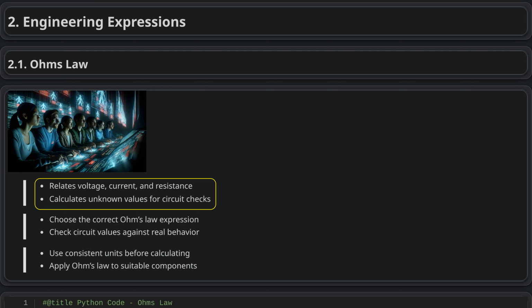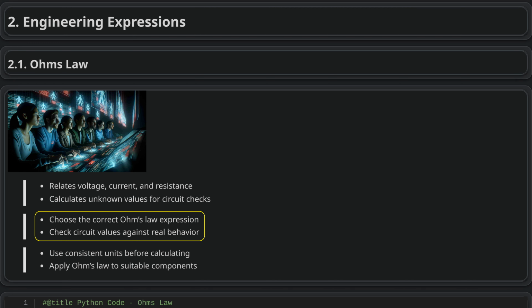This relationship helps calculate missing electrical values and check that components, power supplies, and wiring will work safely together. When using Ohm's law, choose the form that matches what you need to find and interpret it physically. Voltage is the push needed to drive current through resistance. Current is the flow caused by voltage across resistance, and resistance is how much a component opposes that flow. These relationships turn circuit behavior into measurable values for checking designs and choosing components.